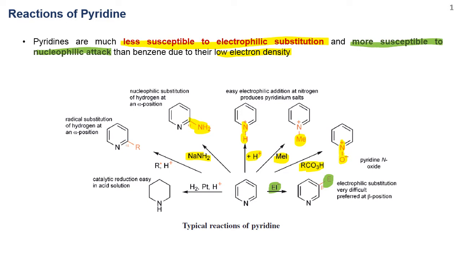This reaction I didn't mention is the reaction with radical. The radical will attack at the alpha position to substitute the hydrogen, and you can fully reduce the pyridine into its fully saturated analog using hydrogen and platinum.